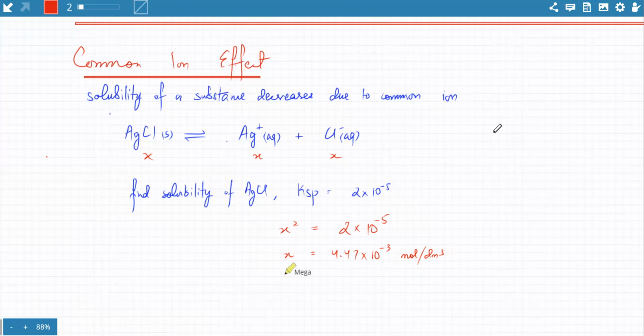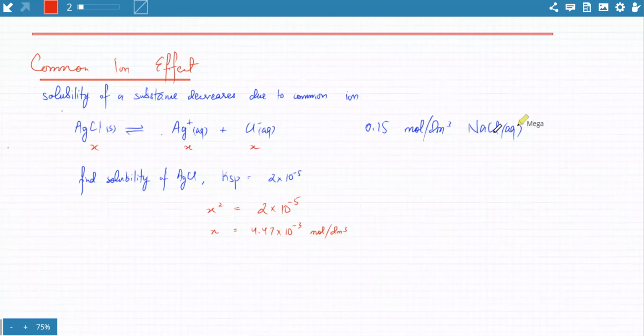Now the next part is, what if we do the same thing, but now we're trying to dissolve AgCl, and I'm going to see the effect on the concentration of AgCl. Now we're going to try and dissolve it in, let's say, 0.15 mole per dm cube NaCl. Like there's already NaCl aqueous present. So we're now trying to dissolve AgCl in 0.15 mole per dm cube NaCl.